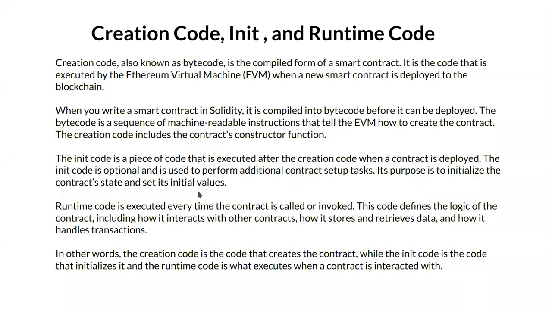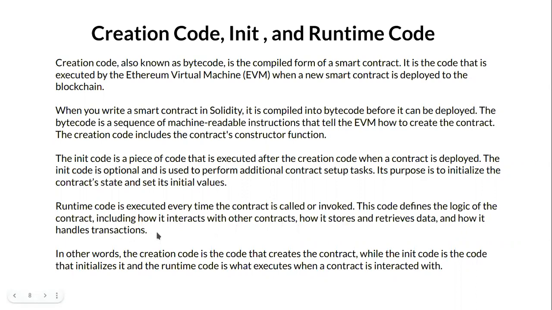So now we have runtime code. Runtime code is executed every time the contract is called or invoked. So when you're trying to interact with your smart contract, the code that is generated from it is what we call runtime code. This code defines the logic of the contract, including how it interacts with other contracts, how it stores and retrieves data, and how it handles transactions.